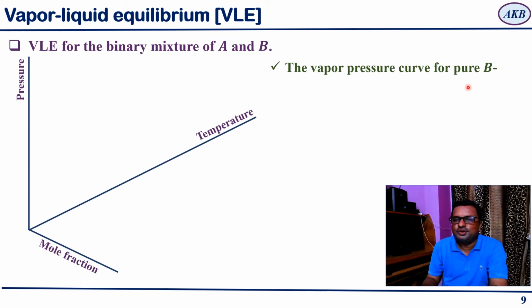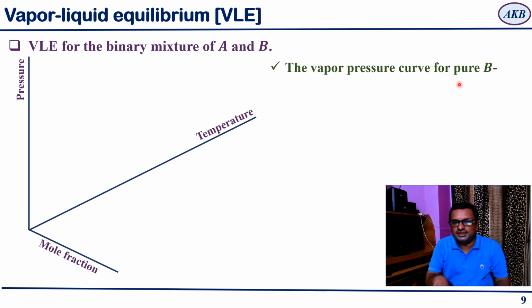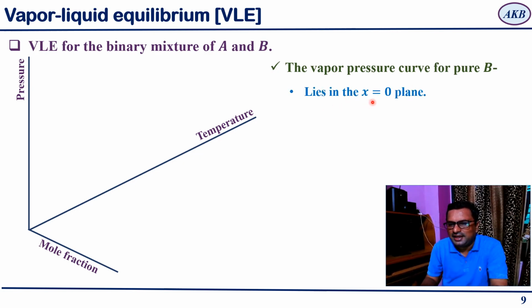Now, the vapor pressure curve for pure B. Let us first talk about pure B. There is a binary mixture, as we said in the beginning. It contains two components. So if you have the mole fraction of one component, you can easily get the mole fraction of the other component, because the sum of mole fractions is 1 and there are only two components. Why am I telling this? Because the vapor pressure curve for pure B will lie in the x equal to 0 plane.